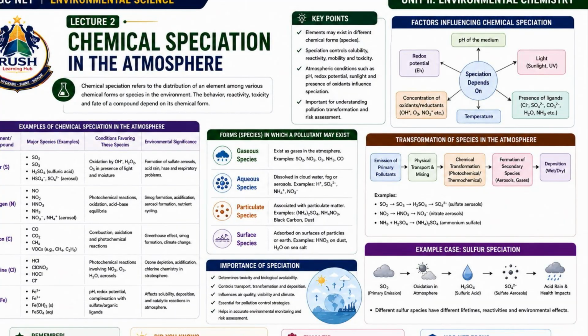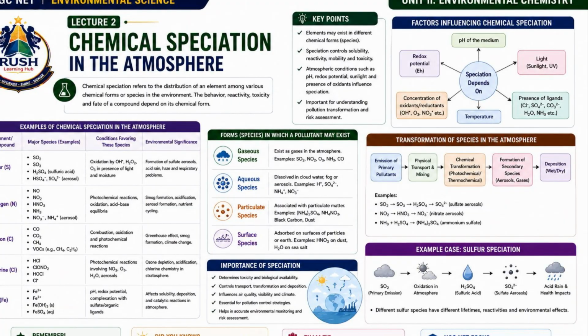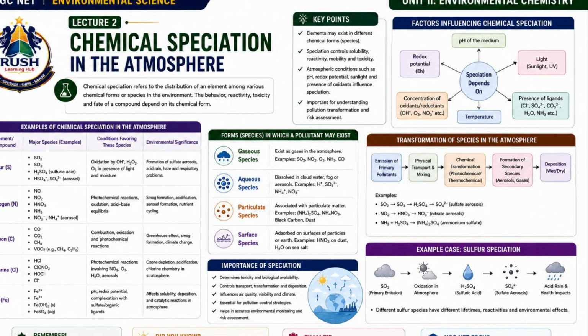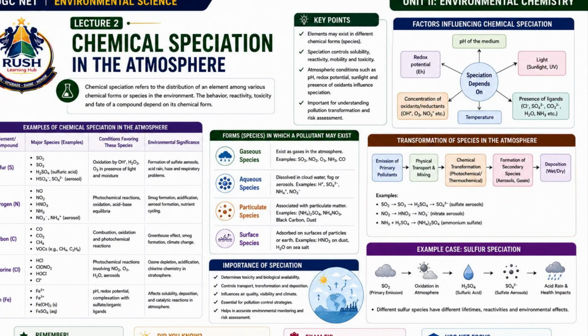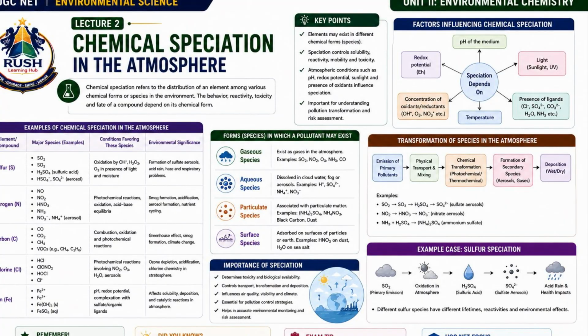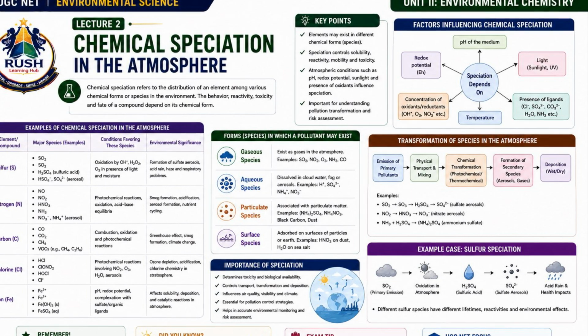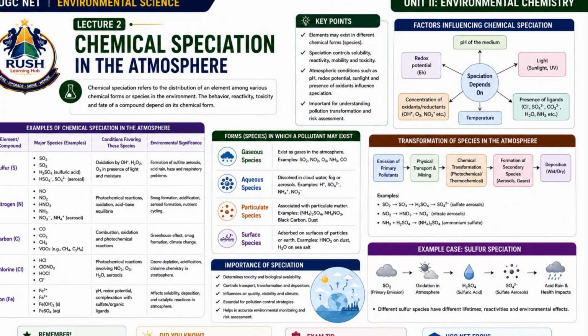Chemical speciation refers to the distribution of an element among different chemical forms or species present in the environment. These species may differ in their physical properties, chemical reactivity, mobility, bioavailability, and toxicity. In simple terms, the same element can exist in multiple chemical forms, and each form behaves differently in the environment. Therefore, environmental impact depends not only on the amount of an element present but also on its chemical species.